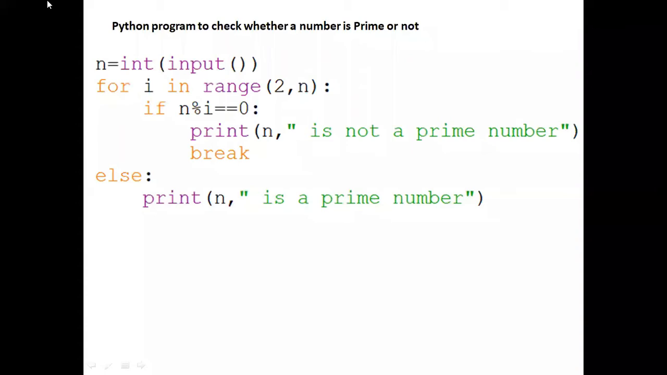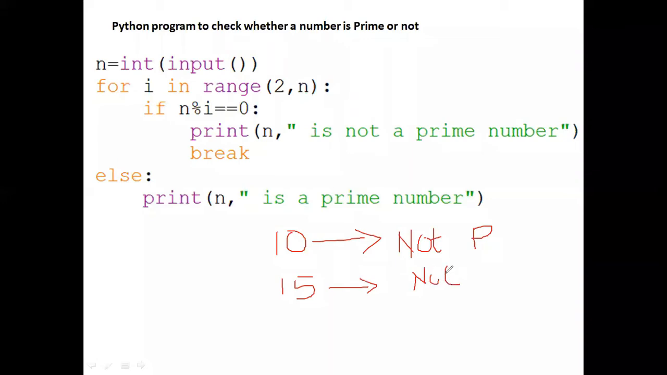For example, I read the number 10. Is 10 a prime number or not? How can we find that? 10 is not a prime number. If I give 15, is it prime or not? It's not prime. If I give 19, 19 is a prime number. 7 is a prime number.